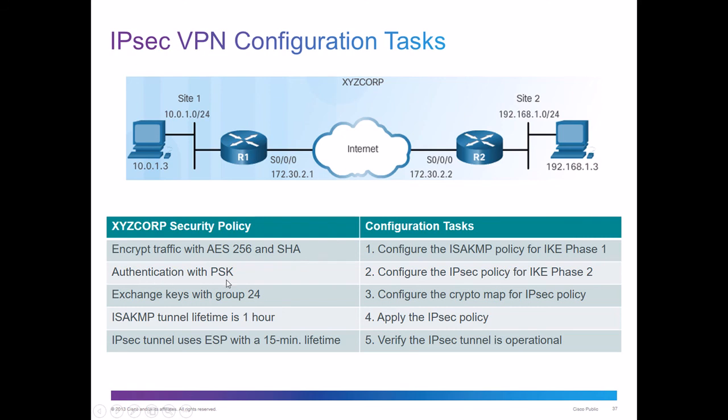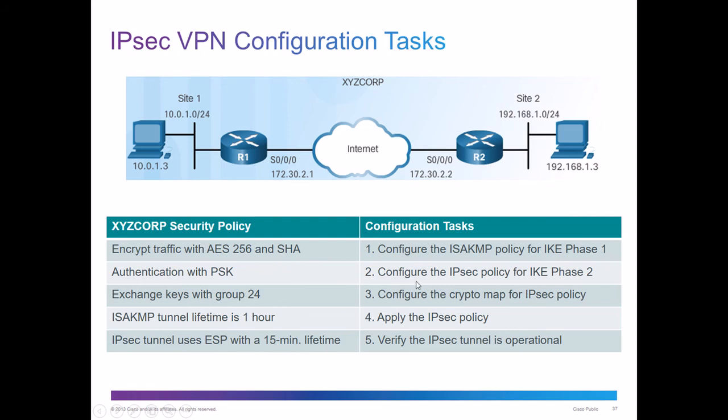And your authentication is going to be a pre-shared key. You're going to use group 24 Diffie-Hellman to exchange the keys. You want those keys that are being passed to have a lifetime of 1 hour. After 1 hour, you're going to ask Diffie-Hellman to terminate those keys and exchange new keys, right? And then you want the tunnel to use ESP with a 15-minute lifetime.